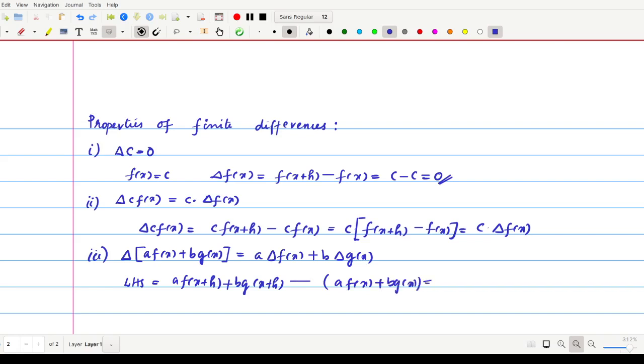So when you rearrange these terms, you get a times f of x plus h minus f of x, plus b times, if you take b out from b g of x plus h and b g of x, g of x plus h minus g of x. And this will give a times delta f of x plus b times delta g of x. So this proves the third property.